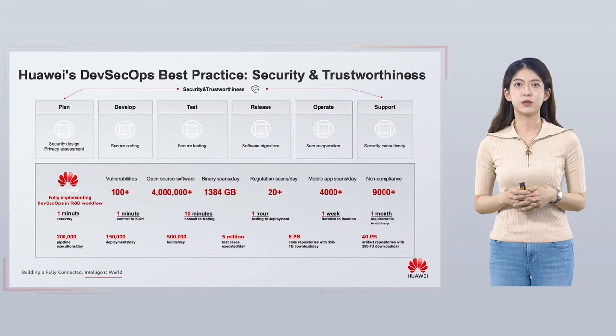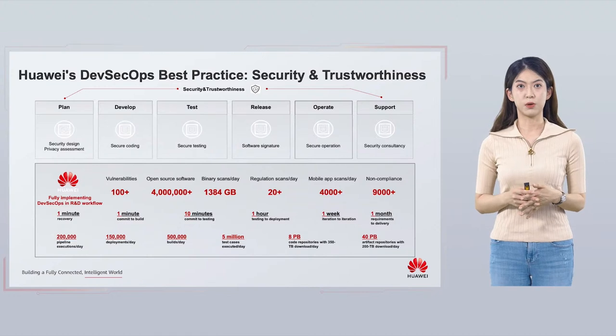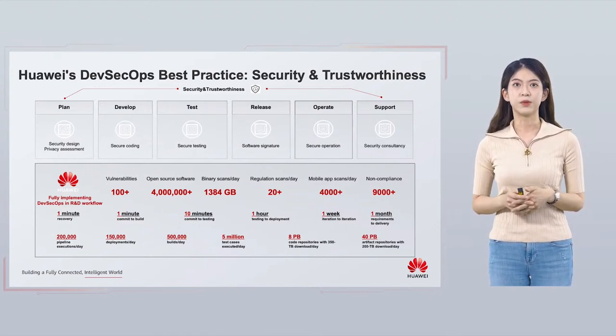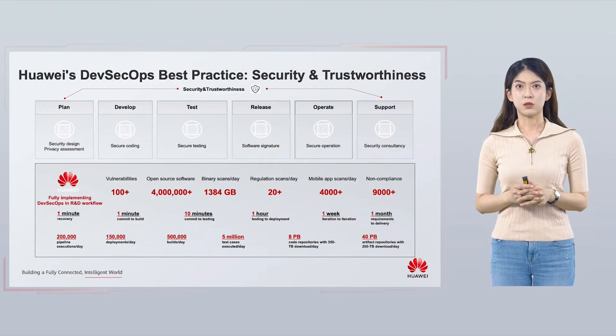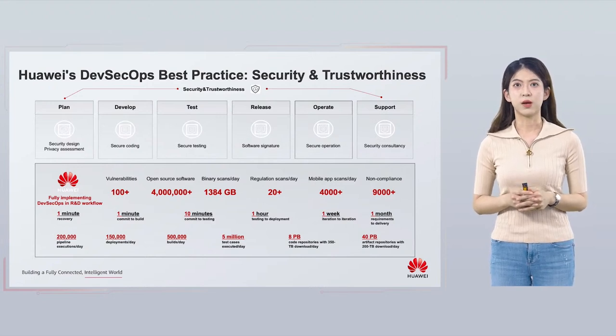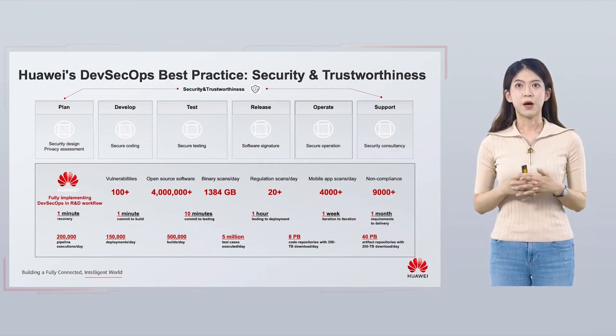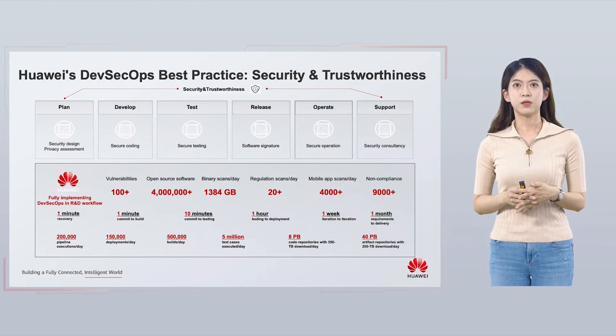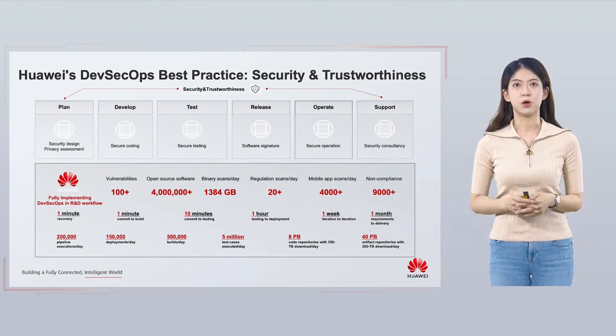The time each phase costs in the DevSecOps workflow is listed here. From failure to recovery, it only takes 1 minute. It works the same for code commit to build, and then 10 minutes for code commit to test, 1 hour for automatic test to deploying. The iteration cycle is 1 week, and from the delivery of requirement takes a month. This number is astonishing considering our R&D scale. We have 100,000 pipeline executions per day and 150,000 deployments per day, and so on.